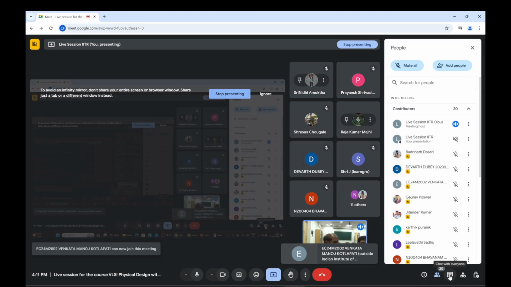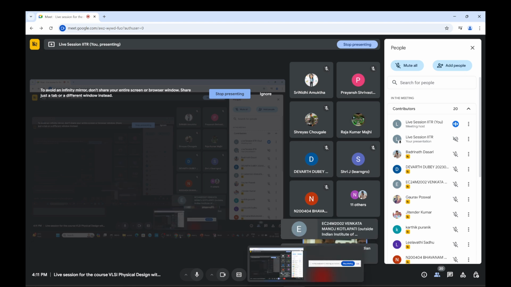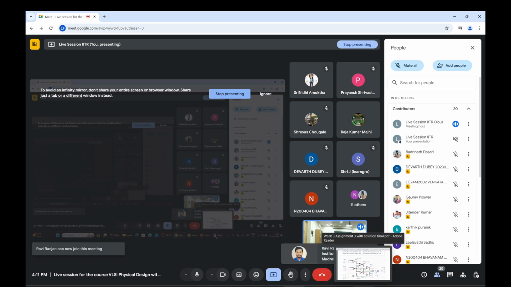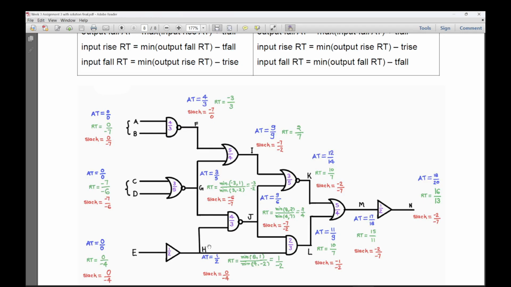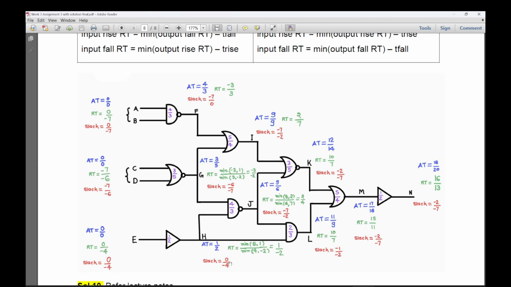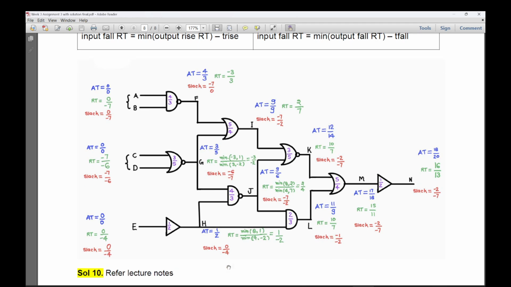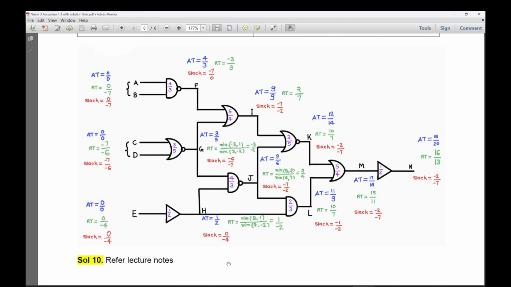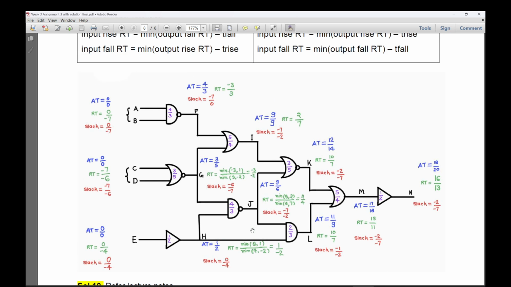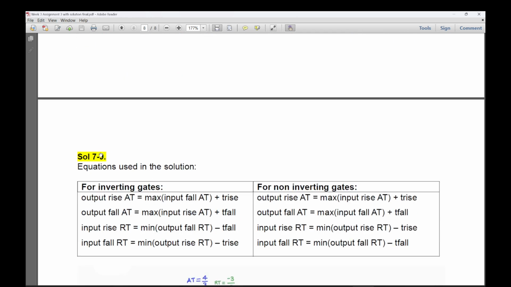Okay, we have one more question. Slack at node H, which is basically 0 by -4. Then you have this one also we discussed, G we discussed. Then 9 is 0 by -4. Okay, so we discussed all the solutions from 7 to 9.